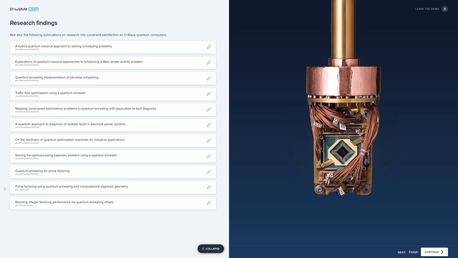Okay. All right, interesting. We'll find some new ways. We need this probably for satellites. Okay, next, boosting integer factoring performance via quantum annealing offsets. Okay, and many other things. As I said, I will go back to that one: traffic flow optimization using a quantum annealer.